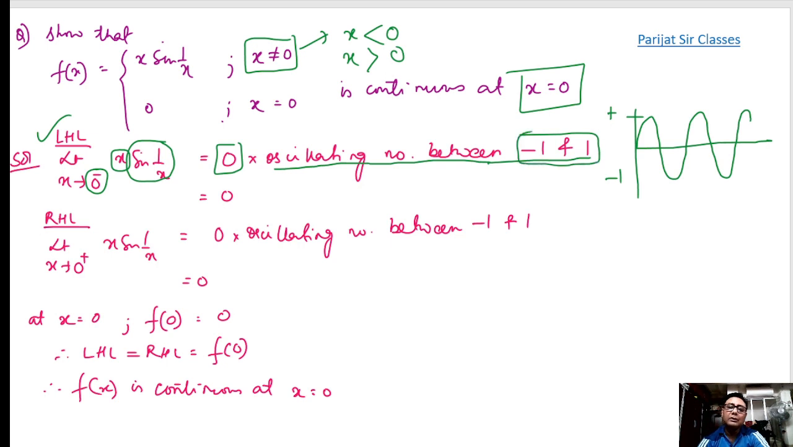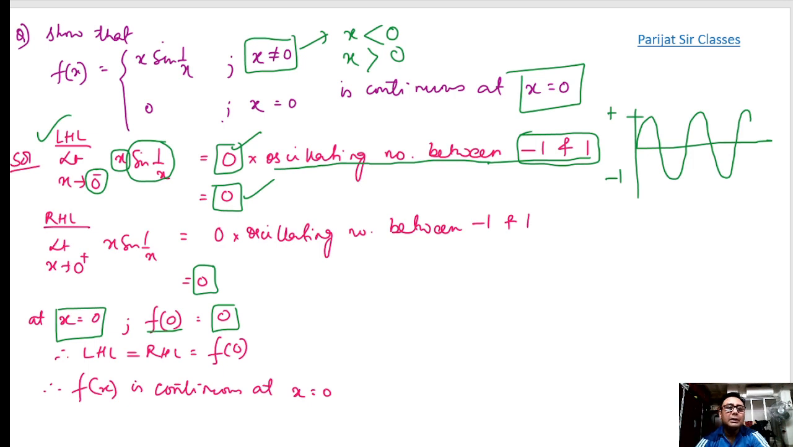So whatever value we get, we have to multiply it by 0. That means the answer of this is 0. So left hand limit is 0. Similarly, right hand limit will also be 0. And at x equal to 0, that means at f(0), we are getting the value 0.